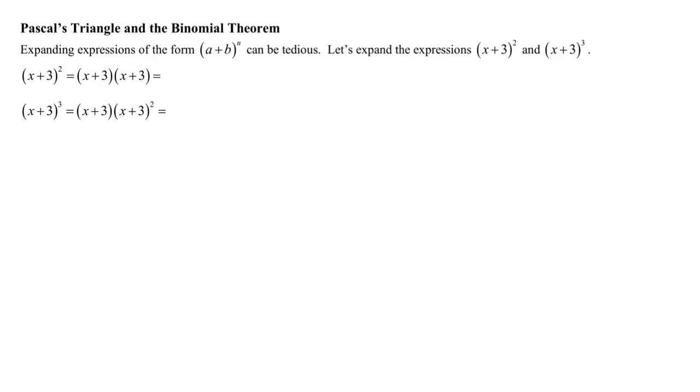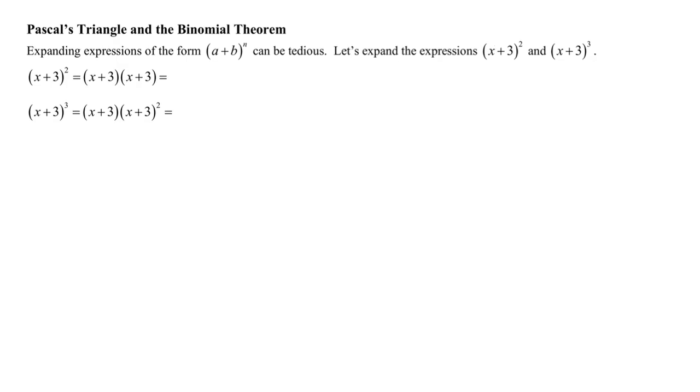Remember, a binomial means there are two terms, right? And a lot of times we'll have a binomial raised to a power, and we want to expand that. Without Pascal's triangle and/or the binomial theorem, all we can do is a whole bunch of FOILing, right? So I could do this first one. I know I could FOIL that, and we could get x squared plus 6x plus 9.